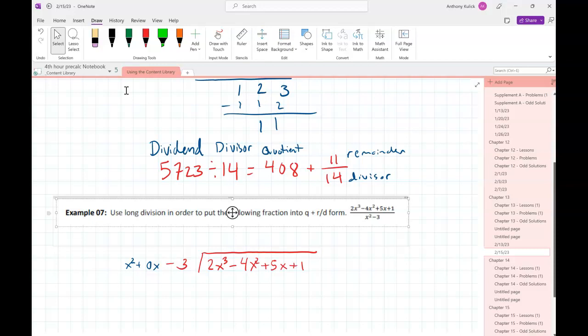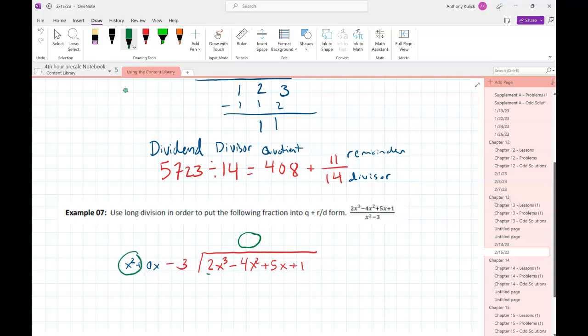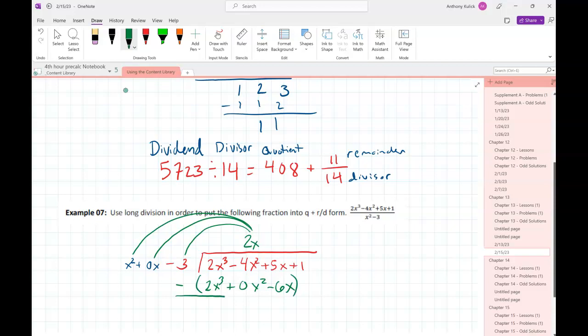Everybody's good so far? All right. So our setup, I'm going to start by saying what times x squared gives me 2x cubed. 2x. So I'll write that here. And then that's going to multiply the entire divisor. I'll write the result underneath, and then subtract.